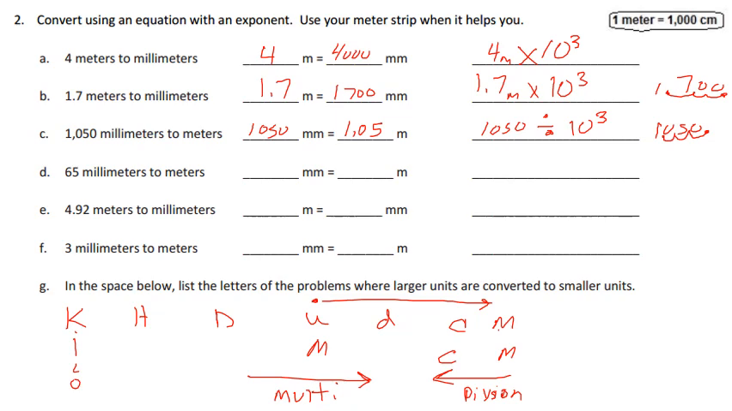D, 65 millimeters. We're going from millimeters to meters, which is from right to left, so we know that's going to be division. It is 3 positions, so we know that's divided by 10 to the third. So we'd end up moving our decimal 1, 2, 3 positions, and putting a 0 in there, so we end up with 0.065 meters. 4.92 meters.